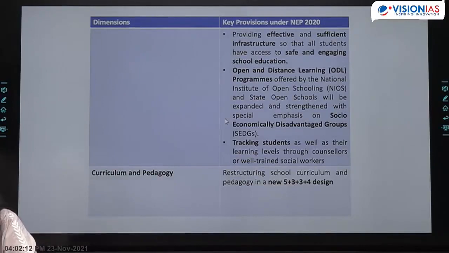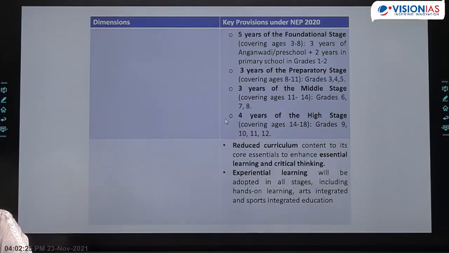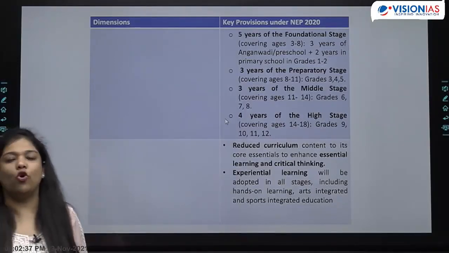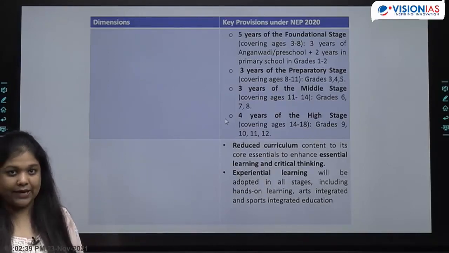So open and distance learning programs would be offered. At the same time, the focus would be on socio-economically disadvantaged groups. Then there is new curriculum and pedagogy which has been introduced, that is 5+3+3+4. So there has been a change with respect to overall curriculum and pedagogy. Overall the curriculum has also been reduced. Basic core essentials पे focus किया जाएगा, and the focus would be on essential learning and critical thinking.